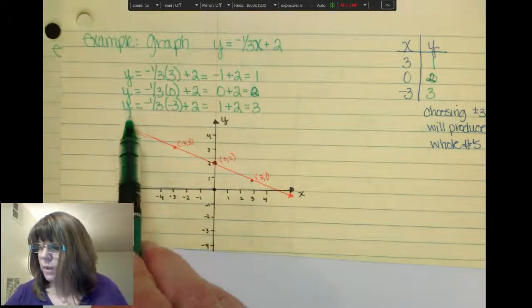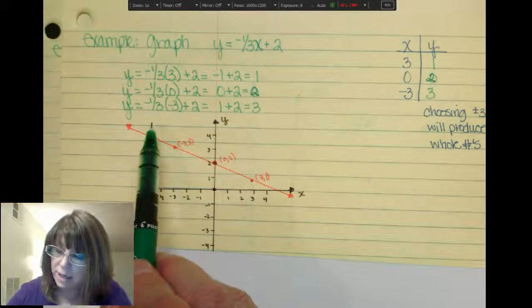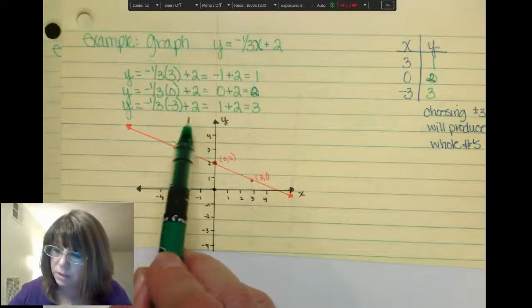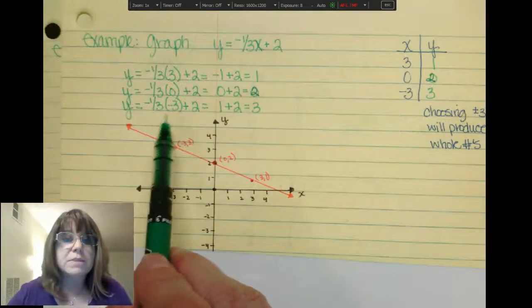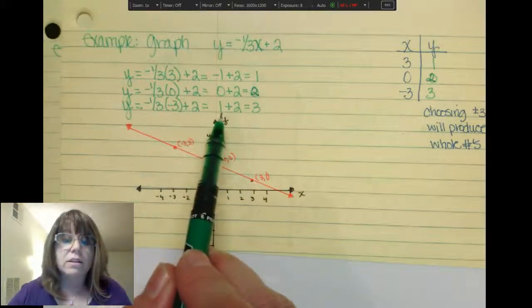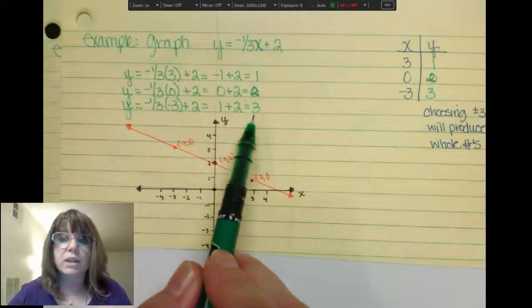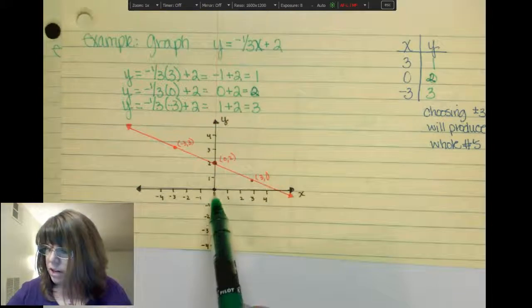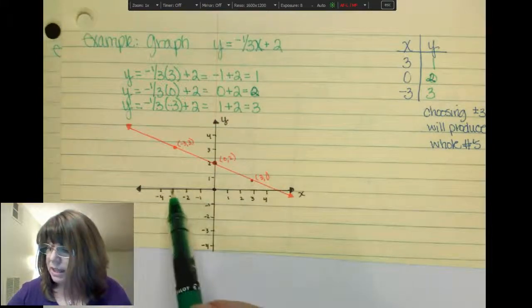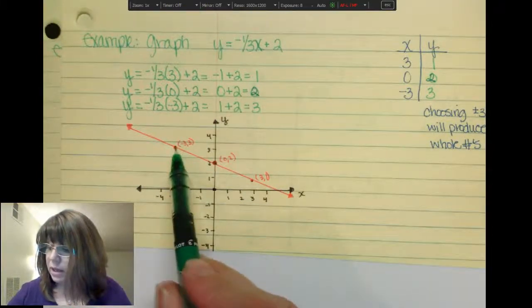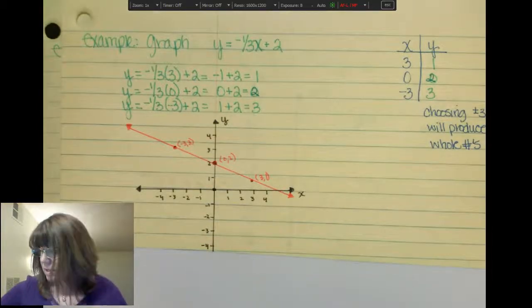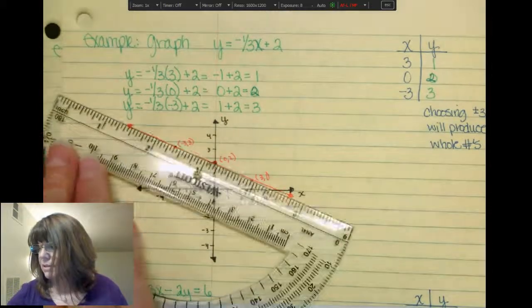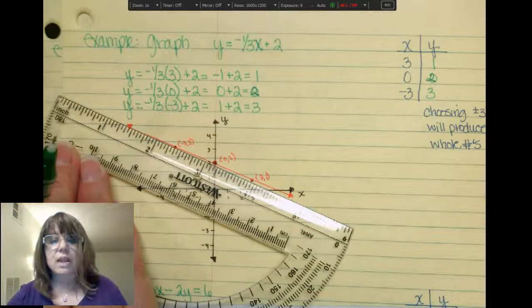Last one, y equals negative 1/3 times negative 3 plus 2. Well, negative 1/3 times negative 3 is positive 1. 1 plus 2 is 3. So starting at the origin, I go to the left 3 and up 3. Now that I have my points, grab my nice ruler and make a nice straight edge. Again, arrows at the ends.